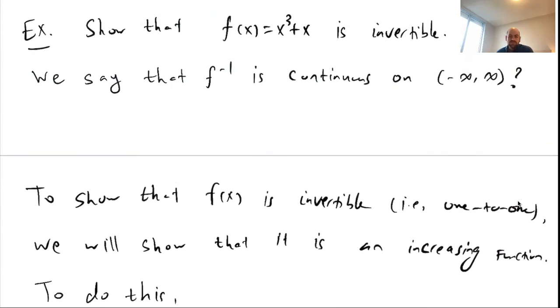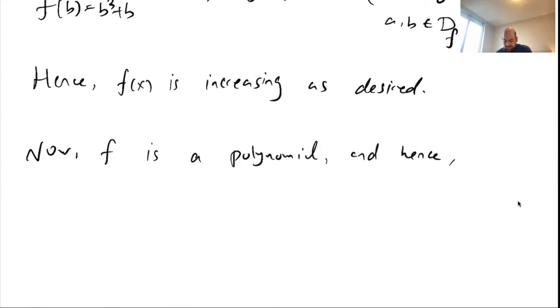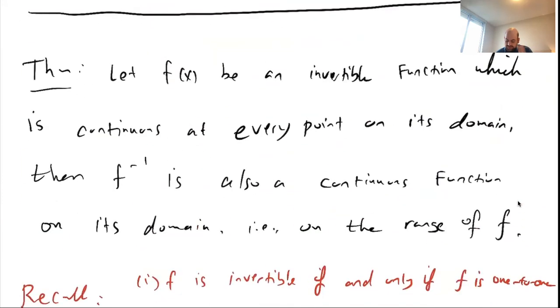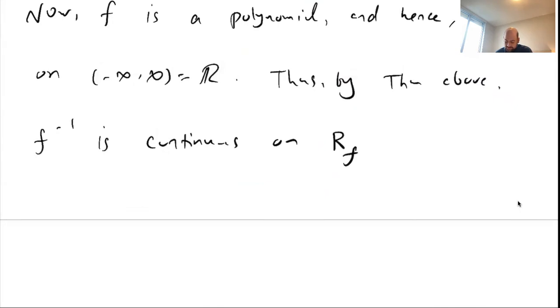Now, f is a polynomial, and hence continuous on minus infinity to infinity, which is same as R. Thus, by theorem above, f inverse is continuous on which set? Look at the theorem. Theorem was saying that if f is continuous on its domain, f inverse is continuous on its own domain, domain of f inverse, which is range of f. So f inverse is continuous on range of f, which is also minus infinity to infinity.